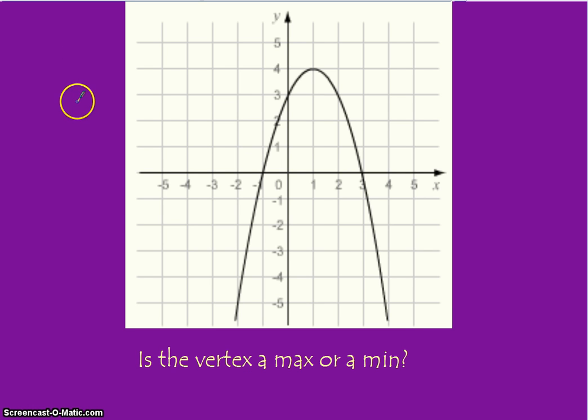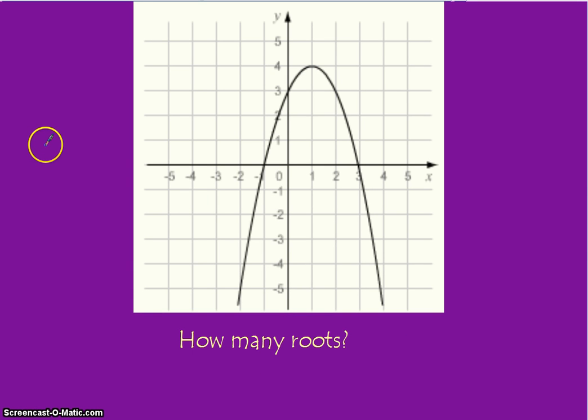Is the vertex a maximum or a minimum? It's up high. This is your vertex. That makes it a maximum. How many roots do you have? This is asking how many times it crosses the x-axis. 1, 2. So there are 2 roots.